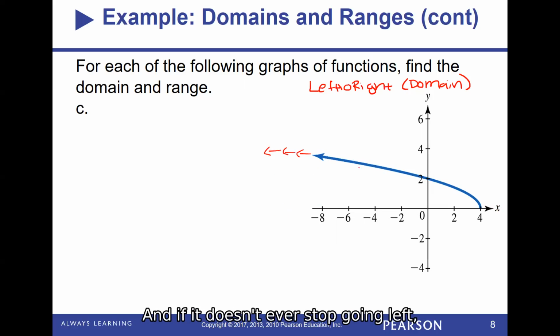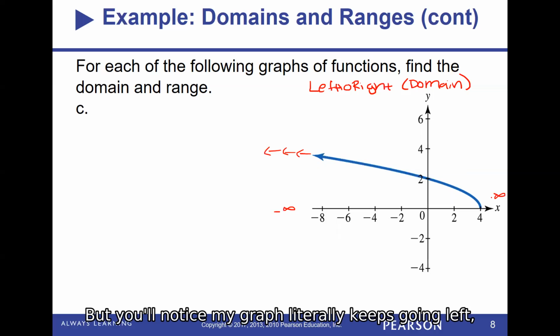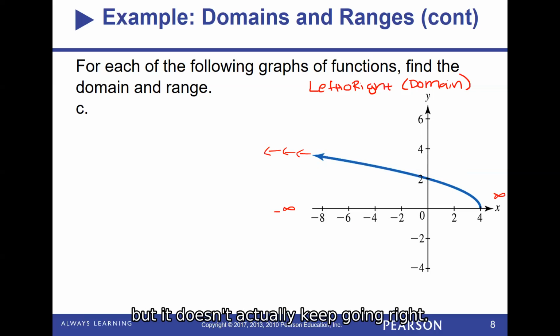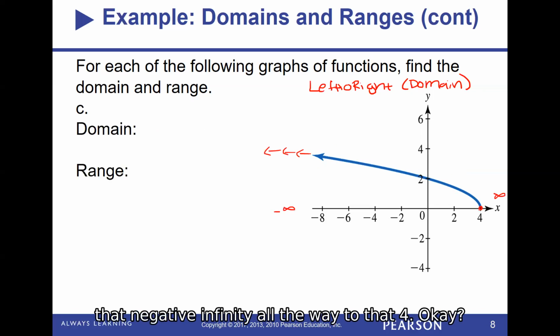And if it doesn't ever stop going left, what's going to be super far out on the left-hand side is basically what we call a negative infinity. Now, what's super far out on the right-hand side is also a positive infinity, but you'll notice my graph literally keeps going left, but it doesn't actually keep going right. It actually kind of stops right here at this beautiful point, okay? So that right there lets me see that my domain is going to be basically from that negative infinity all the way to that 4 point.